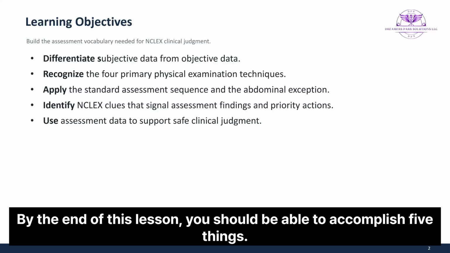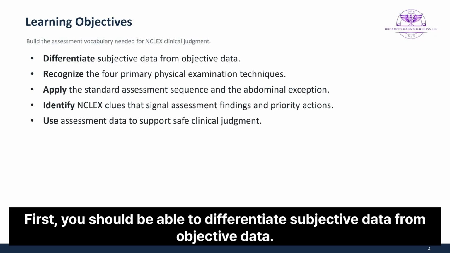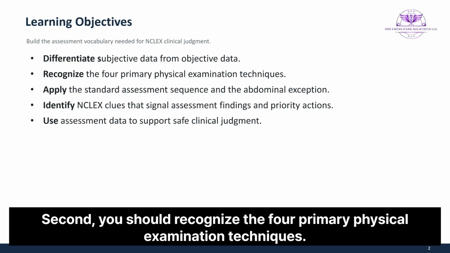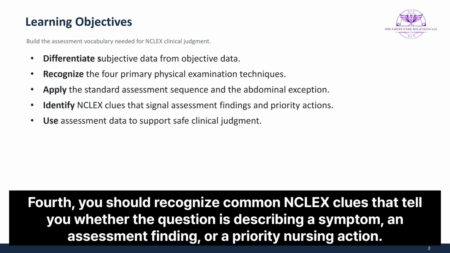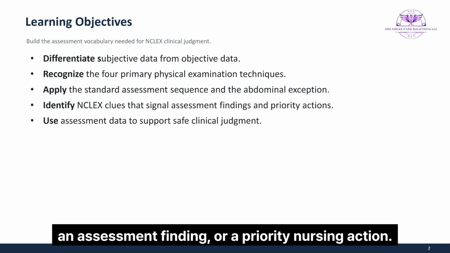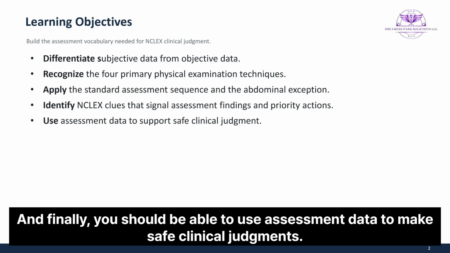Let's get started. By the end of this lesson, you should be able to accomplish 5 things. First, you should be able to differentiate subjective data from objective data. Second, you should recognize the 4 primary physical examination techniques. Third, you should know the normal sequence of a physical assessment and remember the important exception for the abdominal assessment. Fourth, you should recognize common NCLEX-RN clues that tell you whether the question is describing a symptom, an assessment finding, or a priority nursing action. And finally, you should be able to use assessment data to make safe clinical judgments.